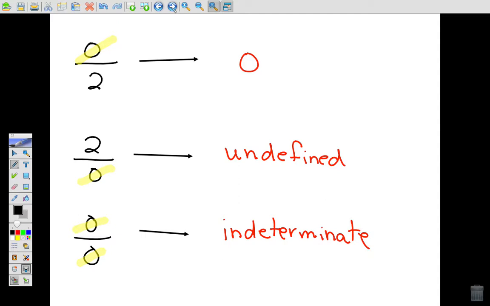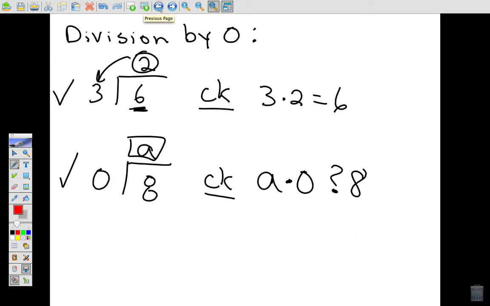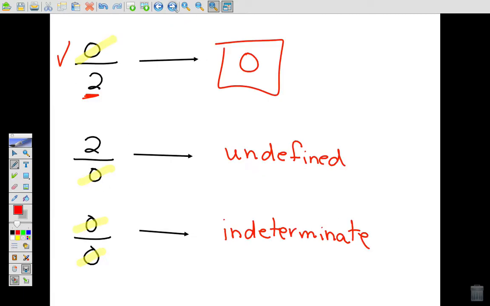Notice in the first one, if you get 0 over a number, and the number can be anything, I mean, it's just a number, then our final answer to that is 0. Now if you take 2 and divide it by 0, which we just talked about, we just mentioned that you cannot mathematically divide by 0. Well, we don't just say that. We say that it's undefined. That's how we would represent that answer.